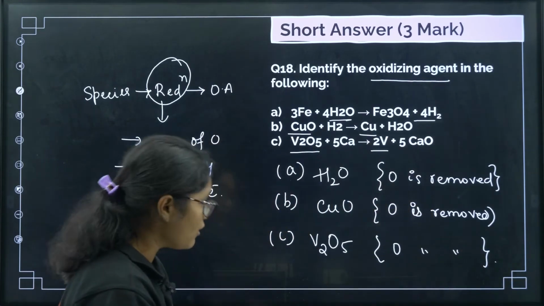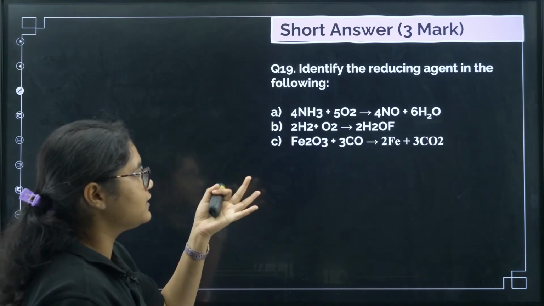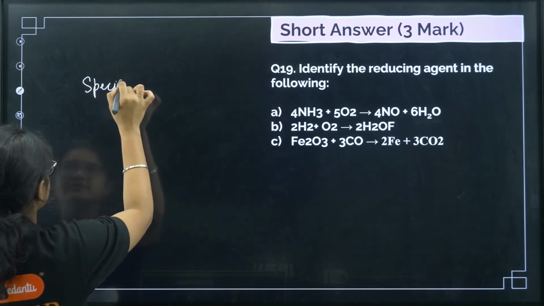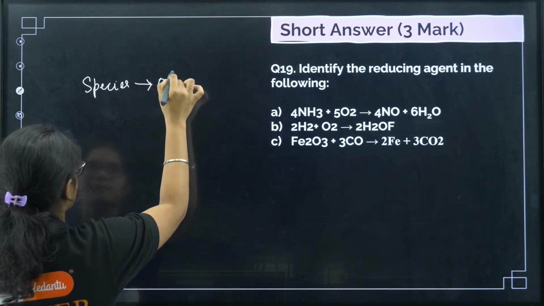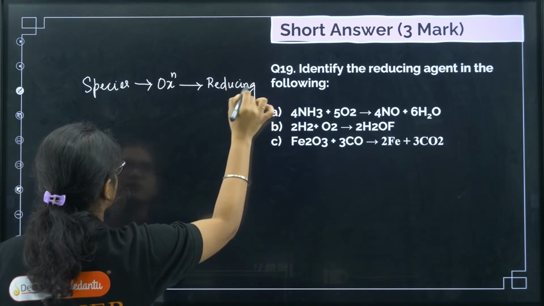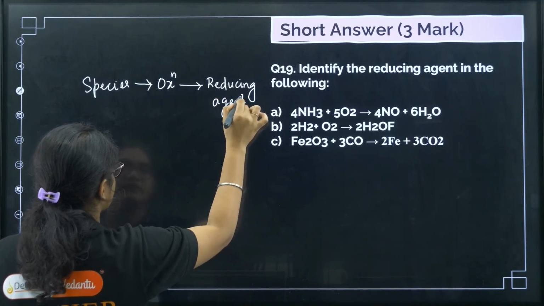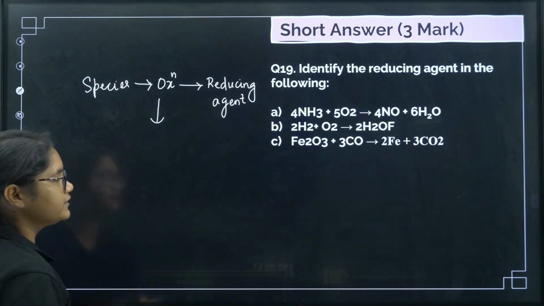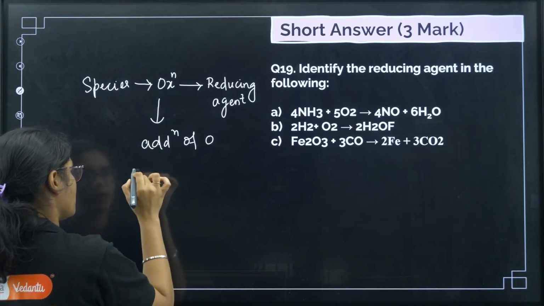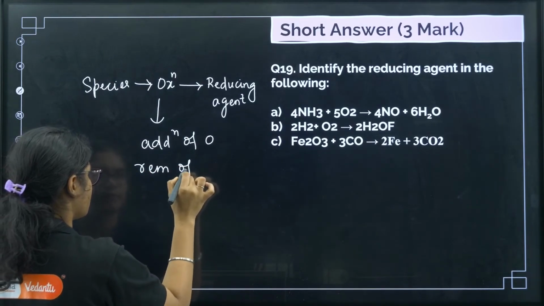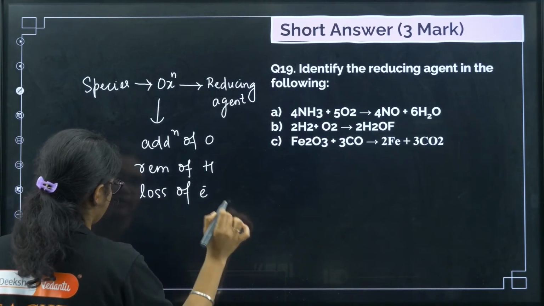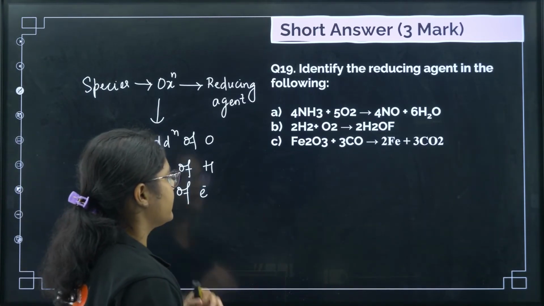Clear? Okay, now going towards the next question, identify the reducing agent. So I told you, the species which undergoes oxidation behaves as a reducing agent. Now what is oxidation according to this? Oxidation means addition of oxygen, or removal of hydrogen, or loss of electrons, right? Now let us see from here.